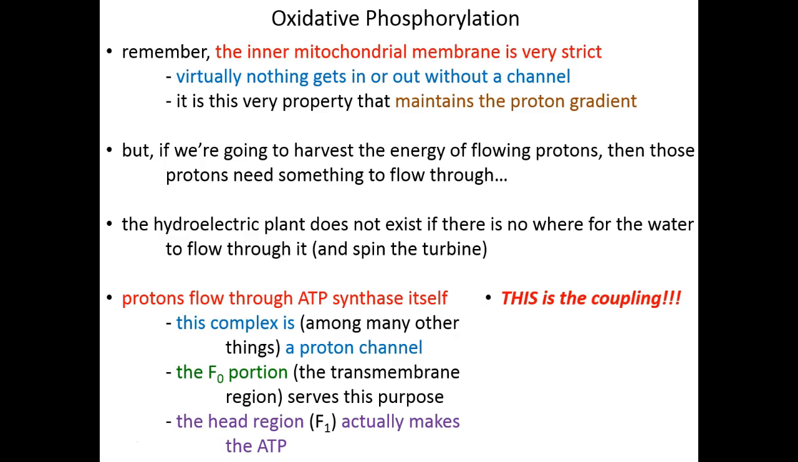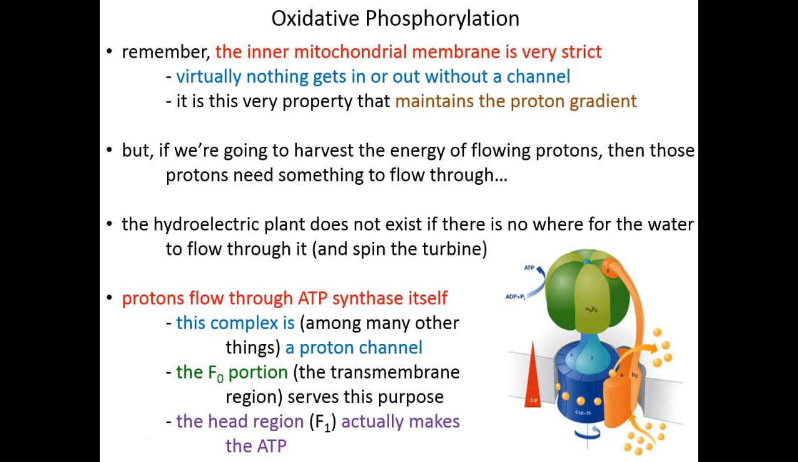So, if you think about it, we just achieved the coupling. If we're talking about chemiosmotic coupling, we're saying that the flow of protons drives ATP production. If protons are flowing, you get ATP. If protons are not flowing, you cannot get ATP. That's what chemiosmotic coupling states. And we just coupled proton flow to ATP production. ATP synthase itself is that link. Protons moving is coupled to making ATP through ATP synthase itself.